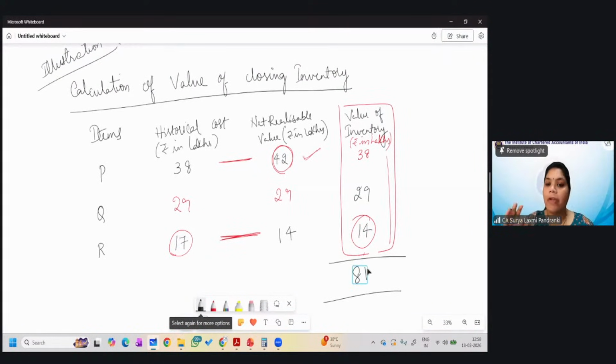In this question, we are just trying to calculate the value of inventory using the standard which says cost or NRV, whichever is lower. That's it. Is this clear? I'll pause. Someone wants to write down, please write it down.